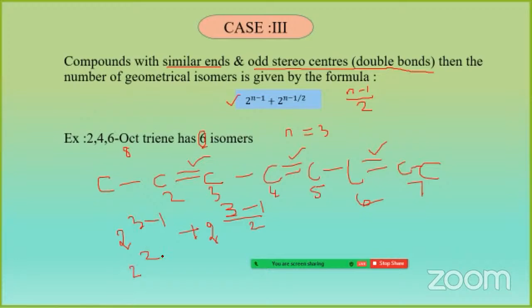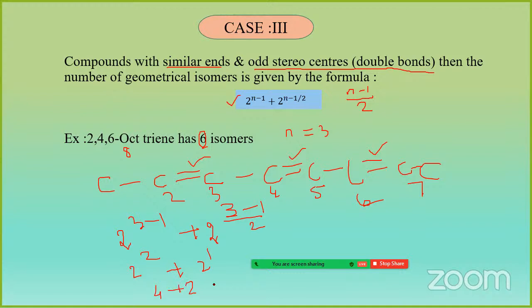2 square plus again 2 to the power of 3 minus 1 is 2. 2 by 2 is how much? 1. So here we'll get 2 to the power of 1. Now by solving this, 2 square is how much? 4 plus, 2 to the power of 1 is how much? 2. So 4 plus 2, how much will you get?